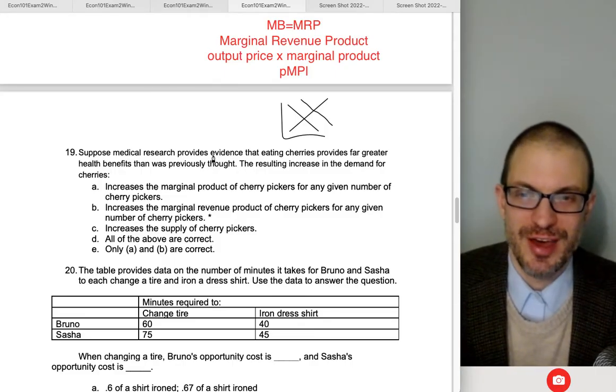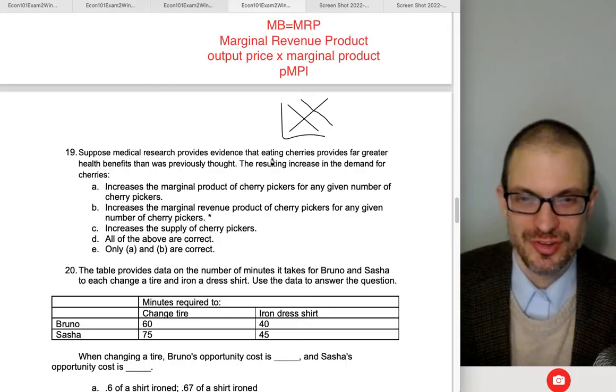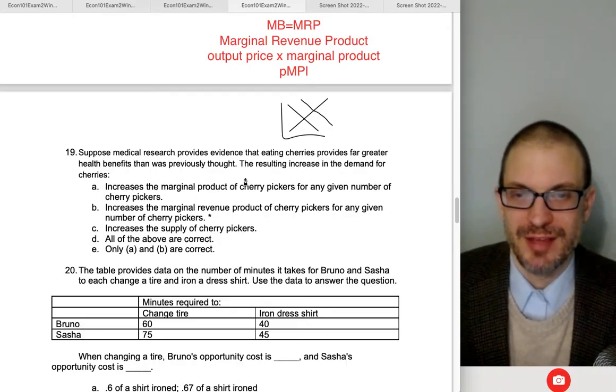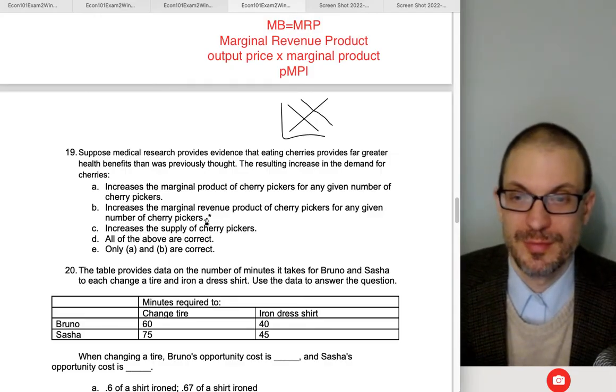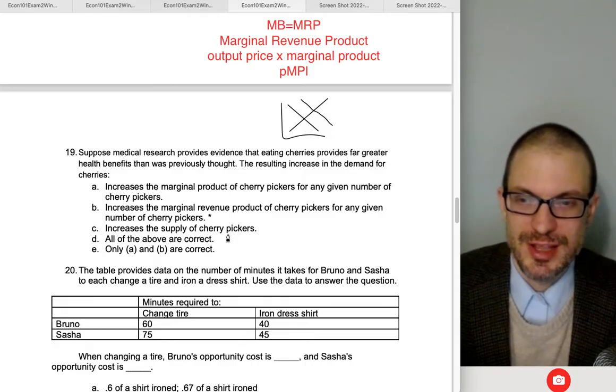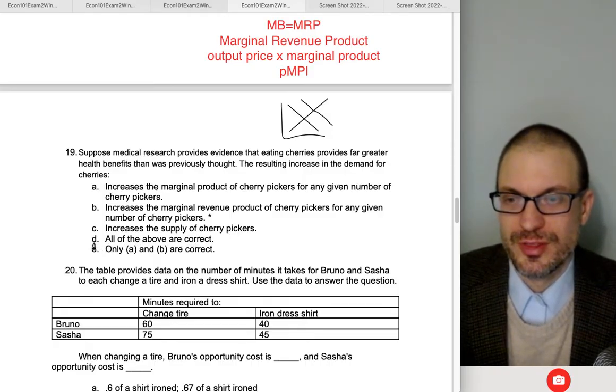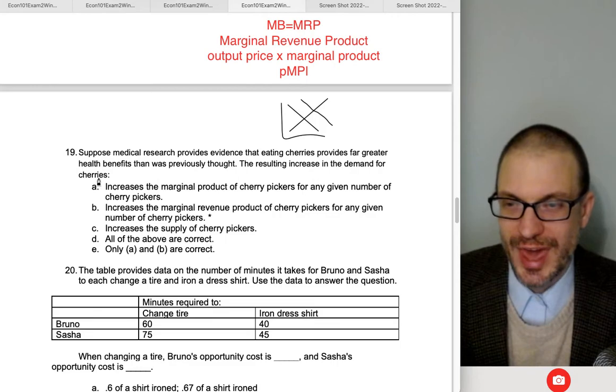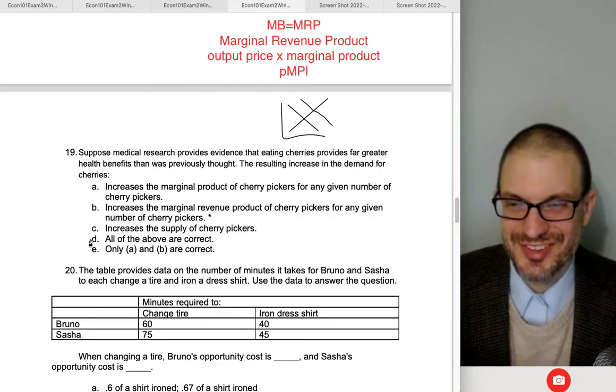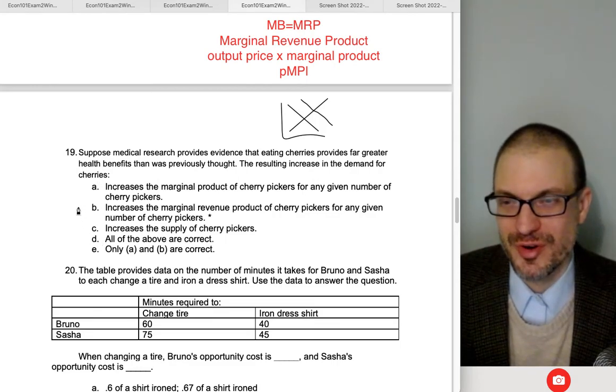But that's not going to be affected by whether eating cherries is good or bad for you, right? That's only going to have to do with the efficiency or the productivity of the cherry picker itself. All right, increases the supply of cherry pickers? No, it's not going to have any impact there. So that, by virtue of losing A, discounts actually both D and E. So now we have to focus on just B and C.